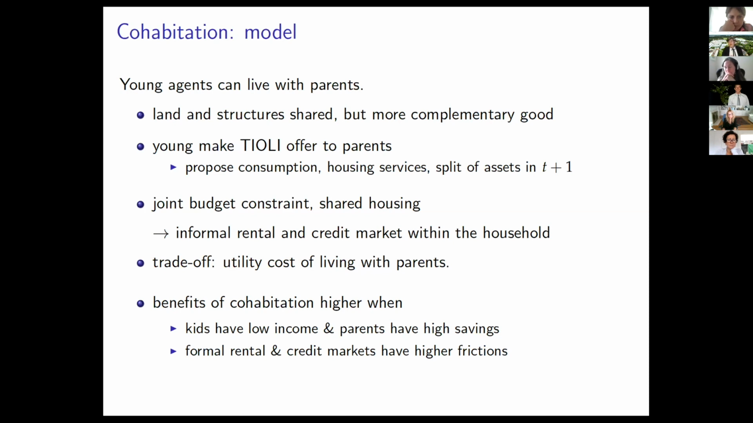Namely that the benefits of cohabitation, meaning of having this informal rental and credit markets with parents, is higher when formal credit and rental markets have higher frictions. I'm now going to formalize this intuition and show you in the last couple minutes how it can help us think about ownership rates across countries.